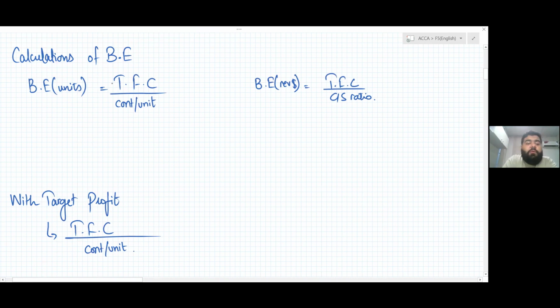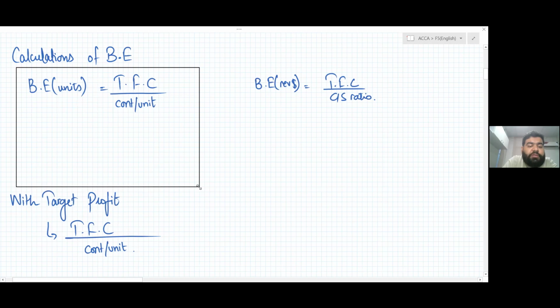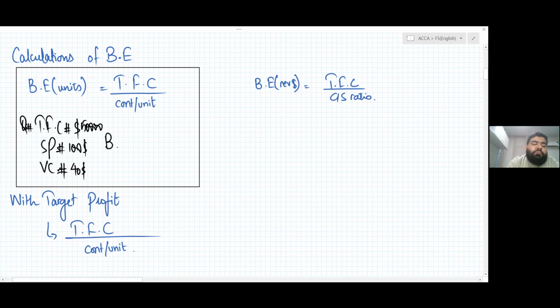The formula for it is total fixed cost divided by contribution per unit. I'm writing a small example here for your understanding. For example, a business has a total fixed cost of 50,000, the selling price per unit is 100, and the complete variable cost, including every variable cost, production and non-production, with no need to separate them, is $40. So let us calculate the break even point in units.